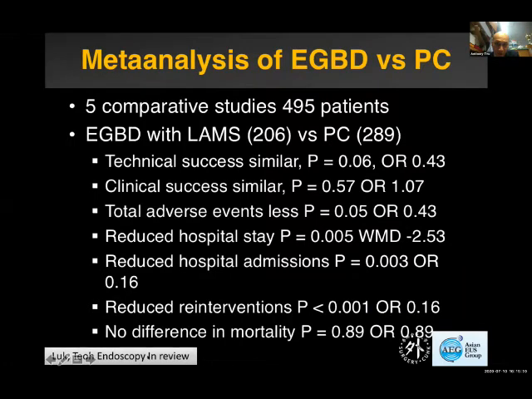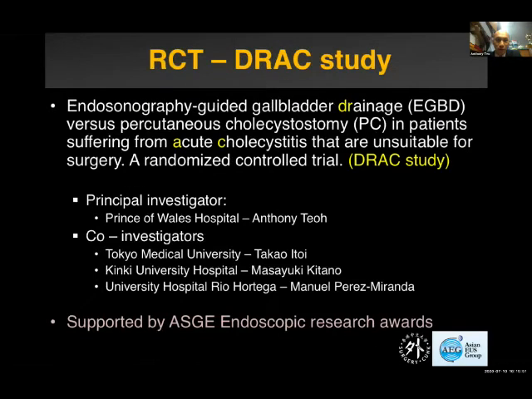We have published a meta-analysis in Endoscopy comparing EUS-GBD versus percutaneous cholecystostomy, 5 comparative studies, 495 patients. Technical success rate and clinical success rate were similar. Total adverse events rate was less with EUS-GBD. Hospital stay was shortened in EUS-GBD. Recurrent hospital admissions were reduced, and recurrent re-interventions were also less in EUS gallbladder drainage. This is expected because with percutaneous drains, the patient often comes back with a blocked tube, dislodged tube, all sorts of problems. And also patients in general do not like these external tubes.